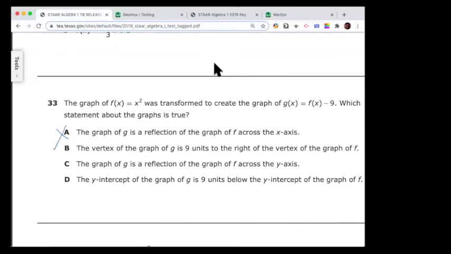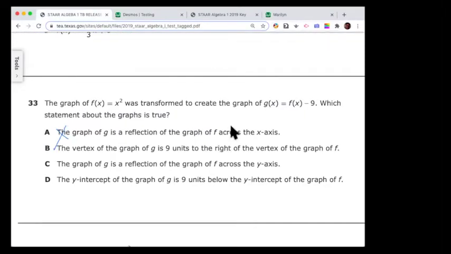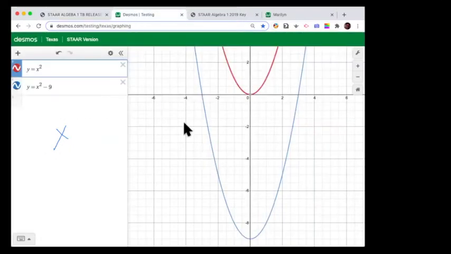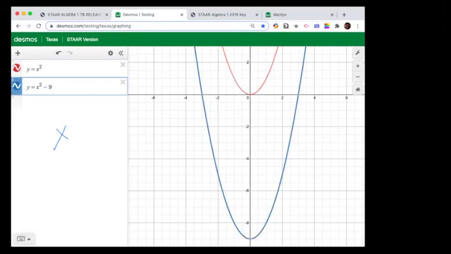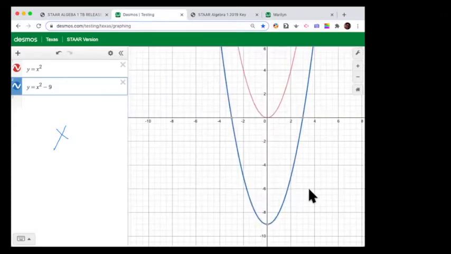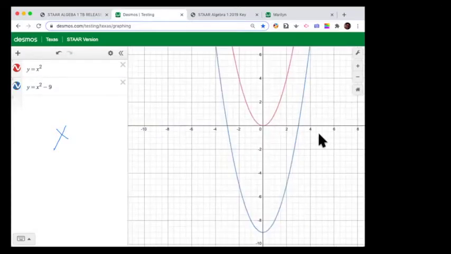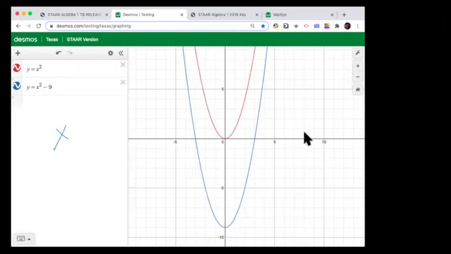Okay, looking at the next one, the vertex of the graph of G, the vertex of this G is 9 units to the right of the graph of X. So let's take a look at the vertex of the graph of G here. Okay, the vertex is down here at (0, -9), and it says 9 units to the right. And in fact, it's not 9 units to the right. It would be somewhere over here if it was to the right, but it's not.